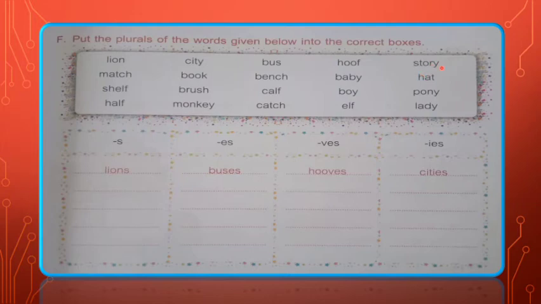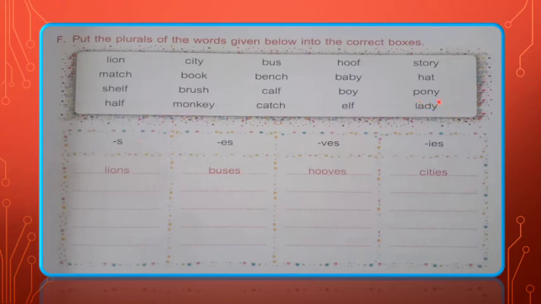Yes. Now next children, story. Story ends with Y, and the letter before Y is a consonant letter R. That's why we will remove Y, and in place of Y, we will write I-E-S. So children, here we will write S-T-O-R-I-E-S, stories. Yes. Next, H-A-T. Hat, hats. So H-A-T-S, hats, here only adding S.